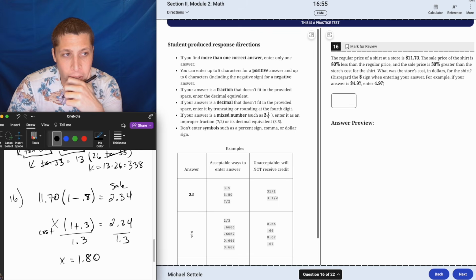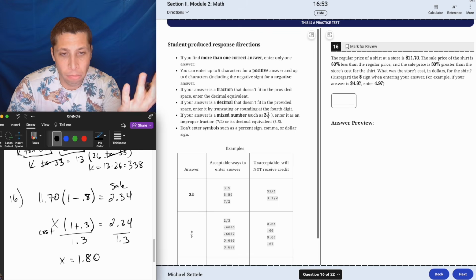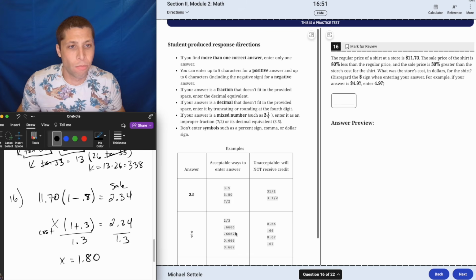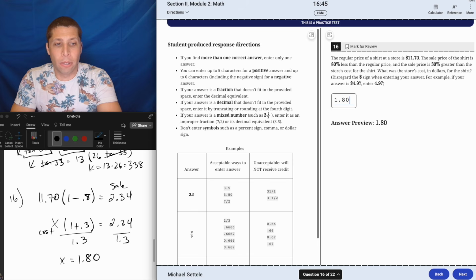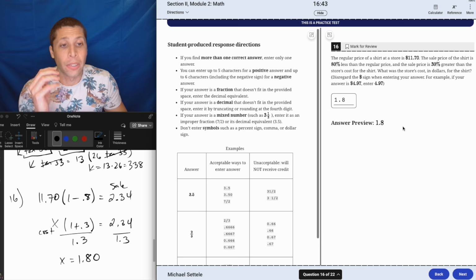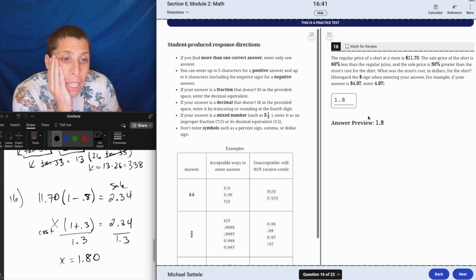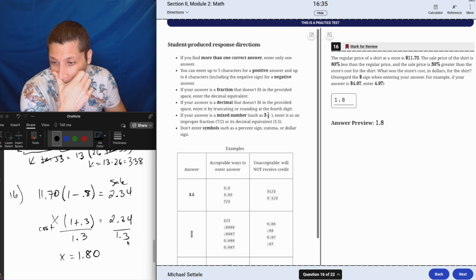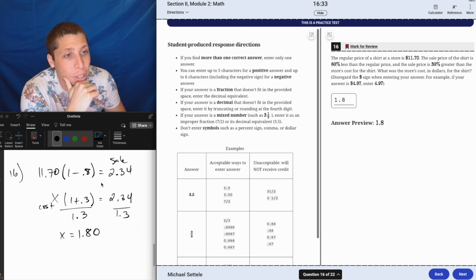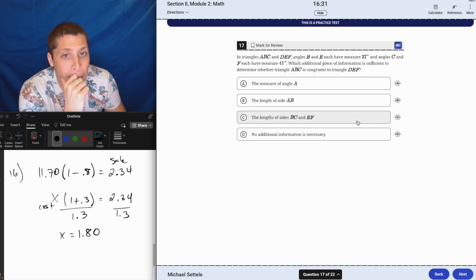What was the store's cost in dollars for the shirt? So 180. I don't need the zero. In fact, let's leave it off so I can prove that to you when I get it right later. Again, I'm going to bookmark it mostly because, like, why not check it over if I have time? But, like, I don't think there's anything I really did wrong here. I feel like I just followed the instructions. The formula keeps me organized. All right, I might need to hustle.